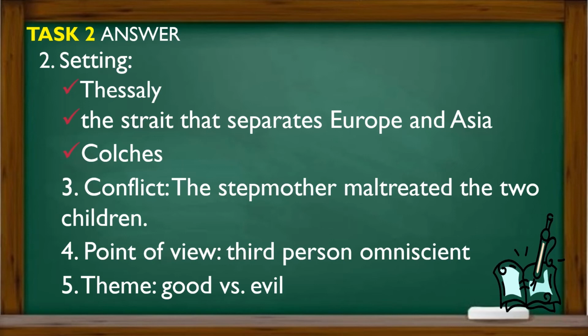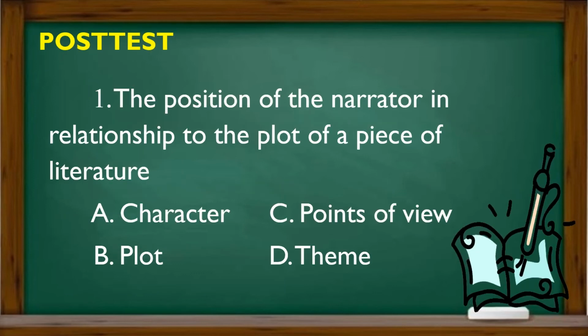Number 4, point of view. Okay, the point of view is third person omniscient. Very good. And the last one, the theme is good versus evil. Okay. Do you have perfect answers? Well, very good. Congratulations. Now let's start with our post-test.